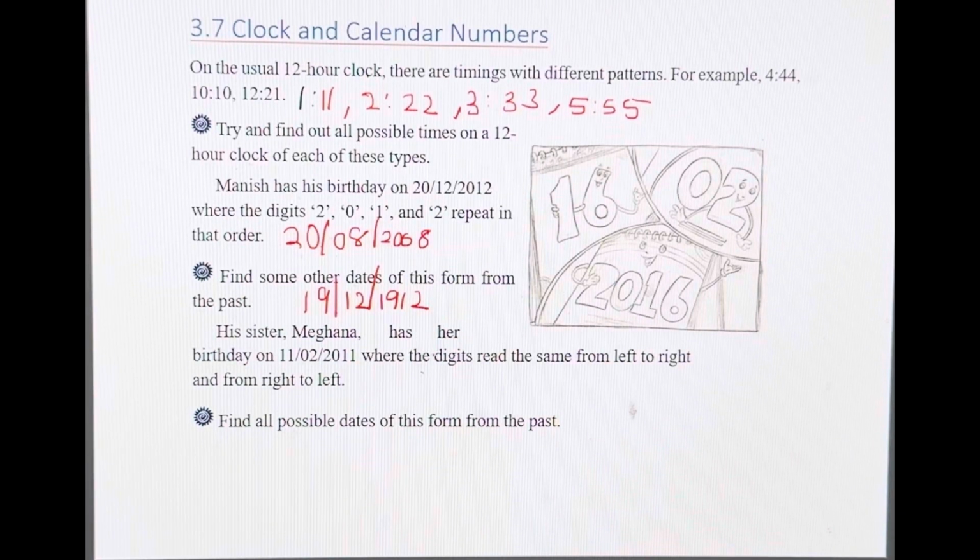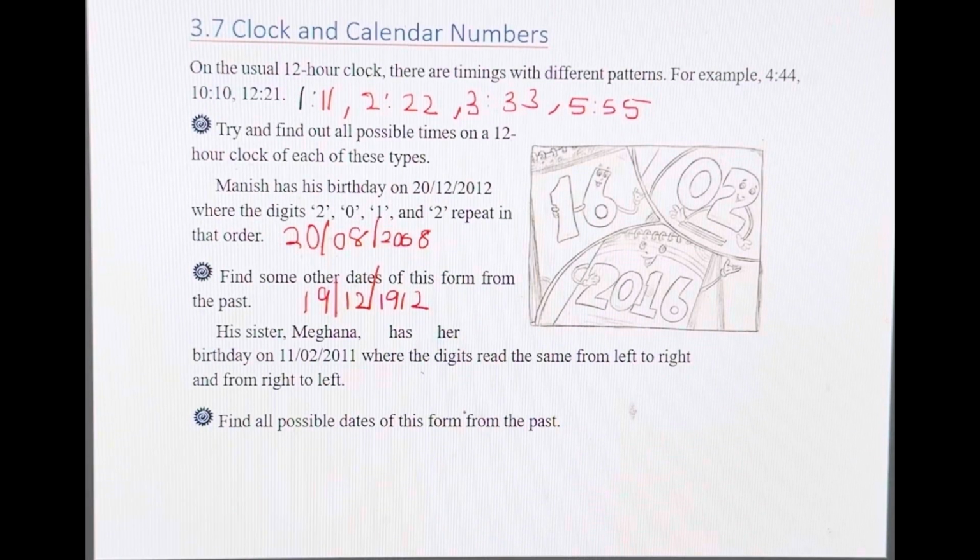Now his sister Meghna has her birthday on 11/02/2011, where the digits read the same from left to right and from right to left. Now see the difference here in both the patterns. Manish's birthday, here the 4 digits were just repeating, 2012, 2012. Here what is happening is, if you read from right to left and left to right, the numbers are the same. You can see Meghna's birthday 1102 2011. So if you read from here 1102 2011, right?